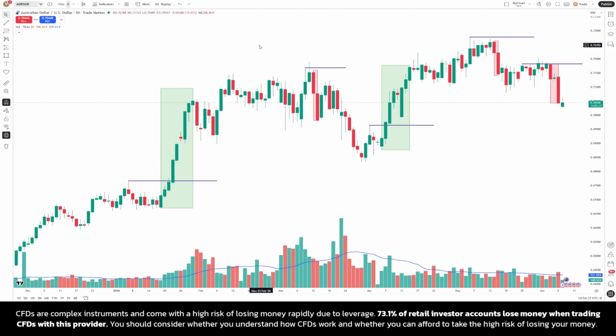Displacement is also useful when judging whether a pullback has finished. In an uptrend, if price retraces into support and then leaves that area with a sharp impulsive move, it can suggest that demand has returned. In a downtrend, the same logic applies in reverse. If price pulls back into resistance and then moves lower with strength, it can suggest that sellers are still in control. The key is not to treat every fast move as a signal by itself.